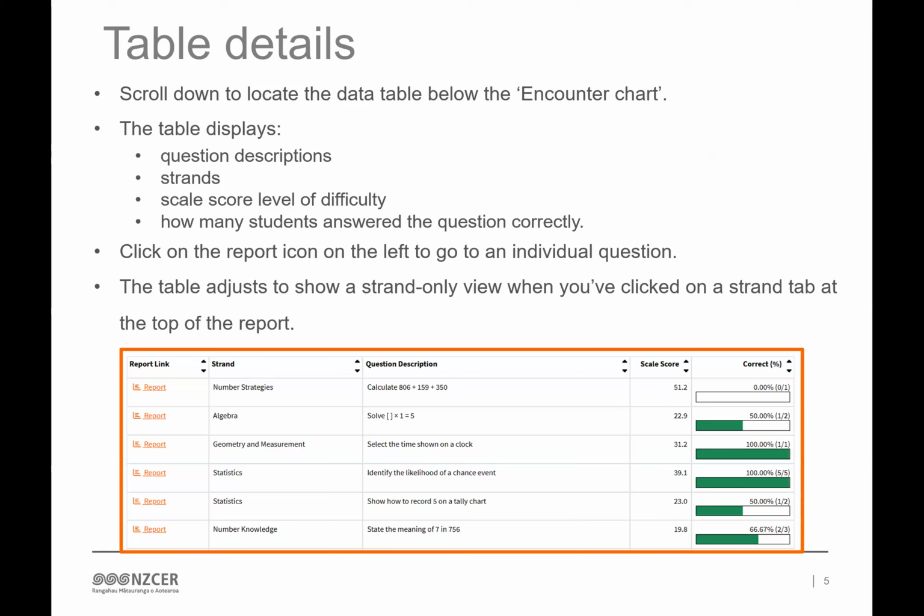If you click on the item, report item on the left-hand side, it'll take you to the individual question, and the table itself adjusts. If you click on strand, it will adjust to show the strand questions. And as you change the encounters, it will also adapt down the bottom just to show the questions that students encountered.